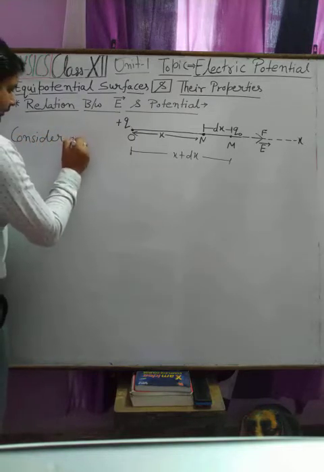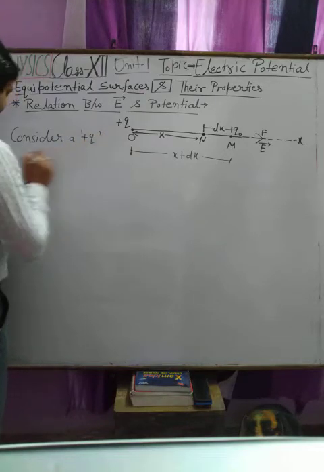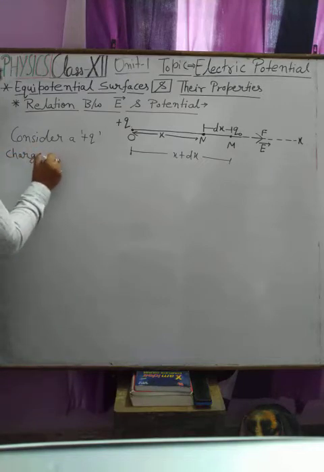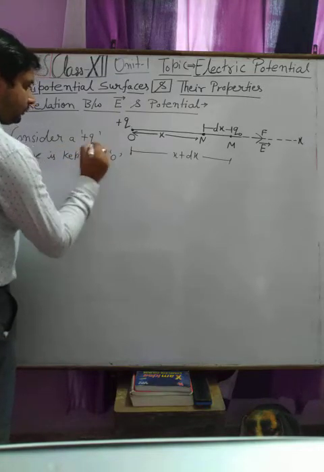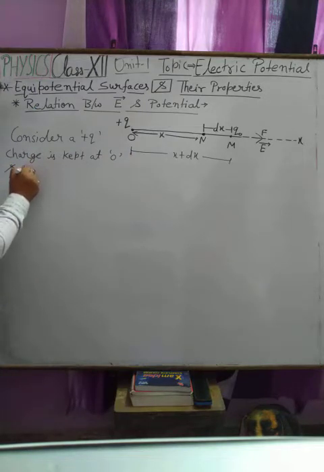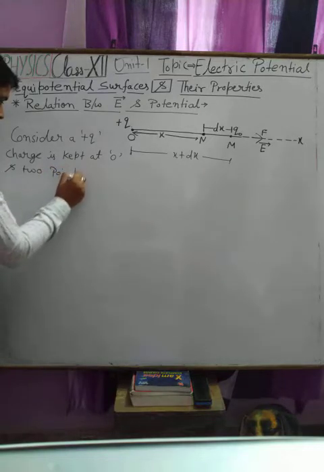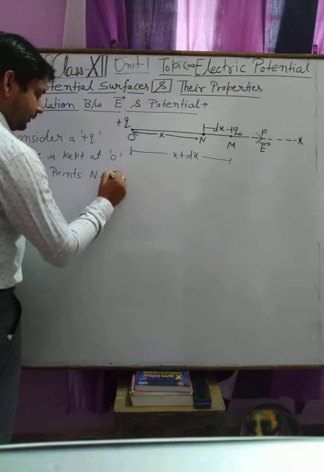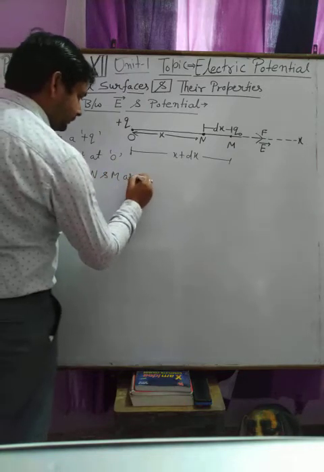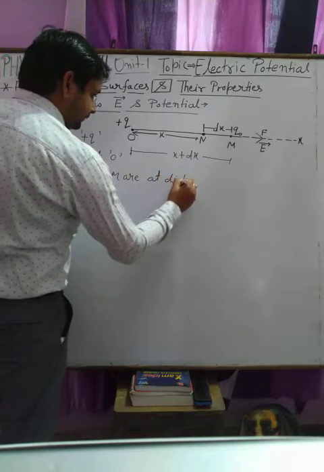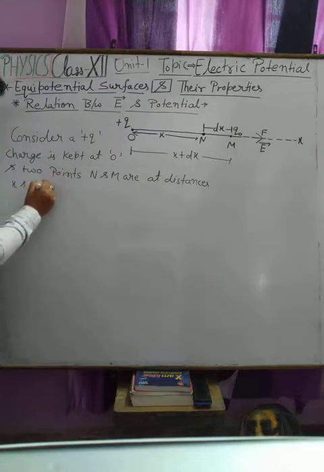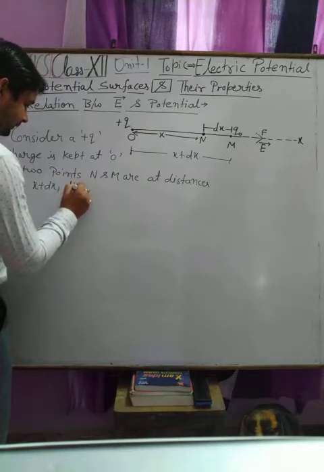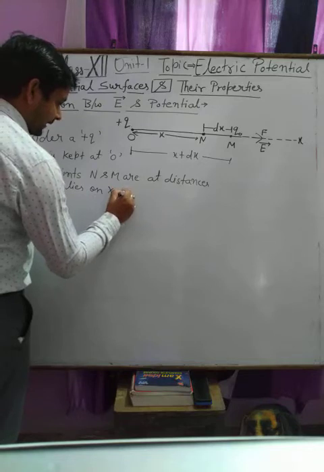Consider a plus Q charge kept at O, and two points N and M placed at distances x and x plus dx, lying on the x axis.